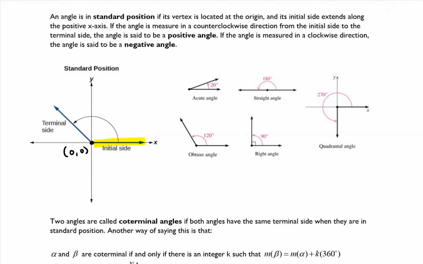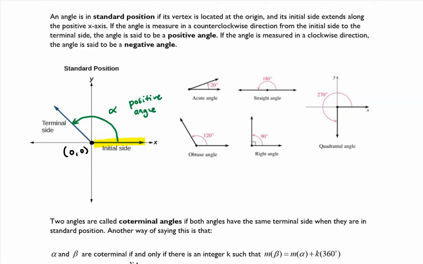If the angle is measured in a counterclockwise direction from the initial side to the terminal side, the angle is said to be a positive angle. If the angle is measured in a clockwise direction, the angle is said to be a negative angle. So here, because we are traveling in a counterclockwise direction, if I labeled this maybe alpha, we would say that alpha is a positive angle.